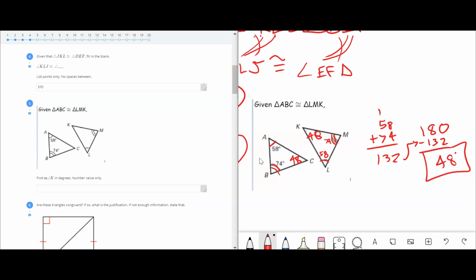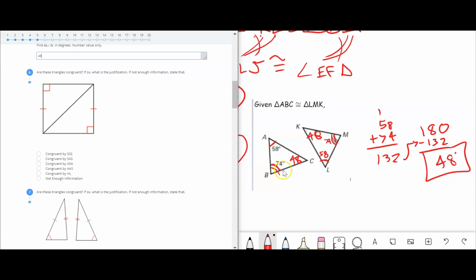Now, what are they asking us for? What's the measure of angle K? The number value for K, well, I did it over here, 48 degrees. So again, if you know two of the angles, add them up, subtract from 180, and you'll get the third missing angle in a triangle.